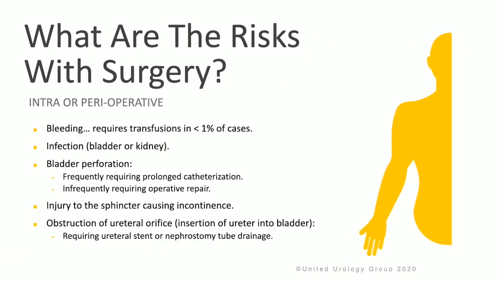The risks with TURBT include bleeding, but transfusion is only required in fewer than 1% of cases. Infection is a risk, bladder perforation is a risk, and this frequently would require a prolonged catheterization, infrequently requiring an operative repair. Injury to the sphincter causing incontinence or obstruction of the ureteral orifice, which are the insertions of the ureter into the bladder. When this occurs, it's necessary to place ureteral stents or drain the kidney directly with nephrostomy tubes.